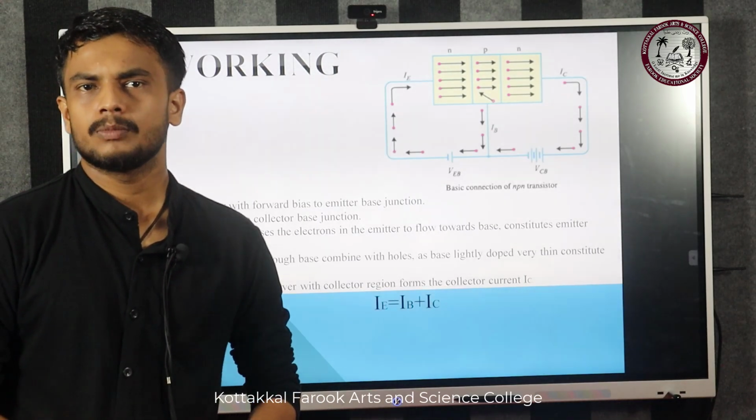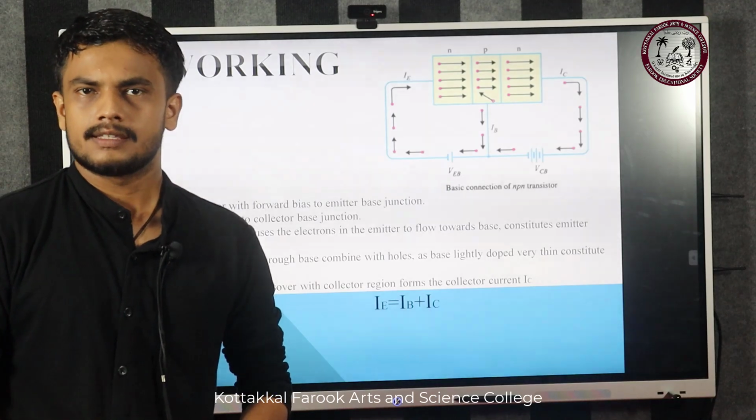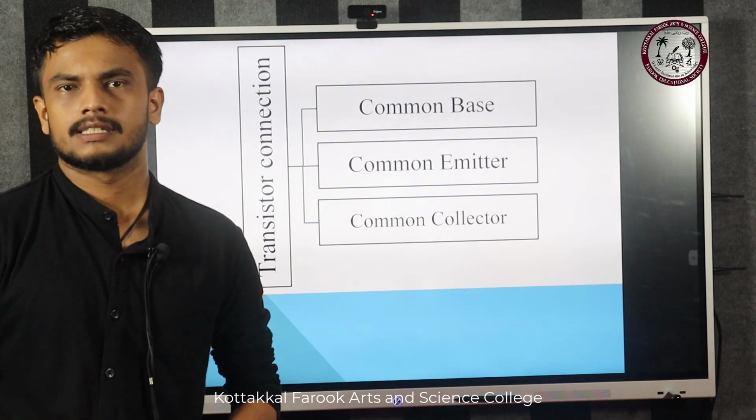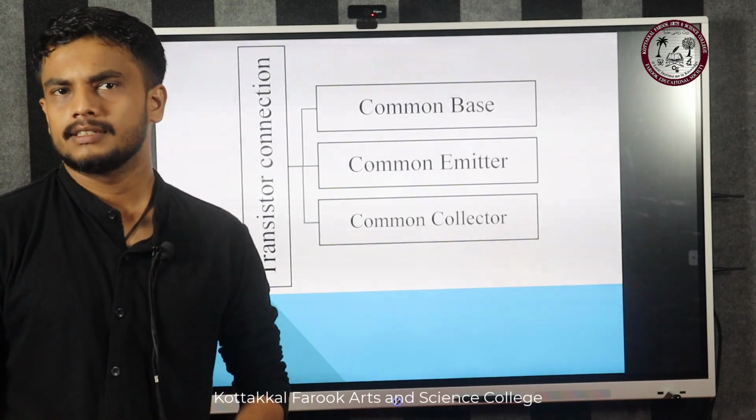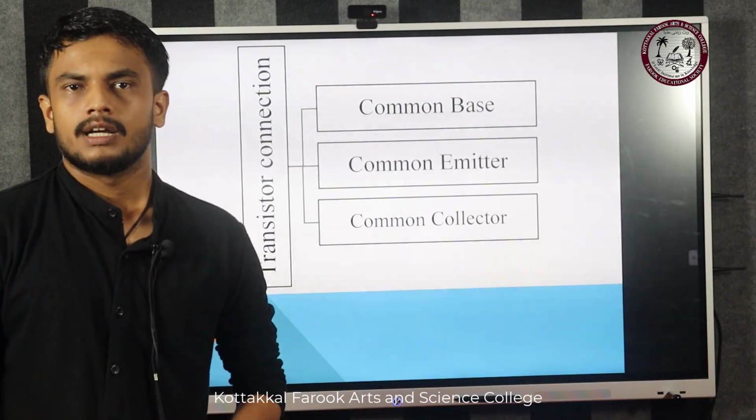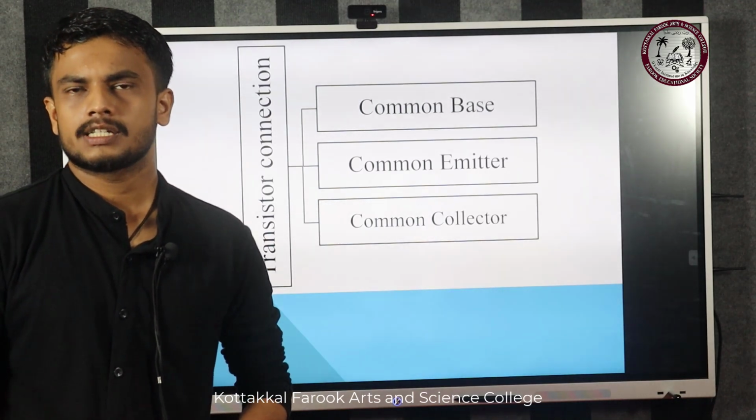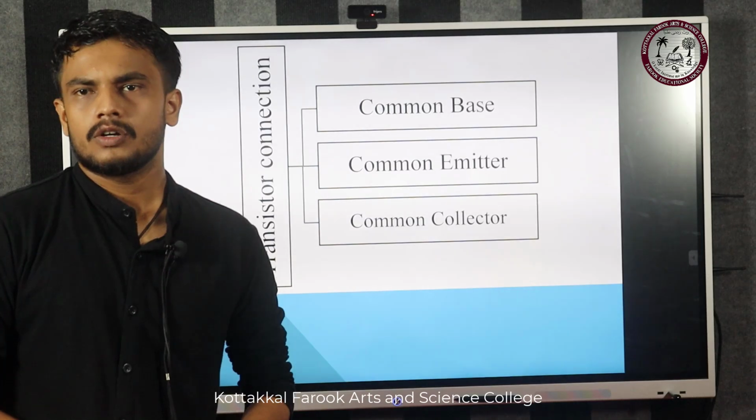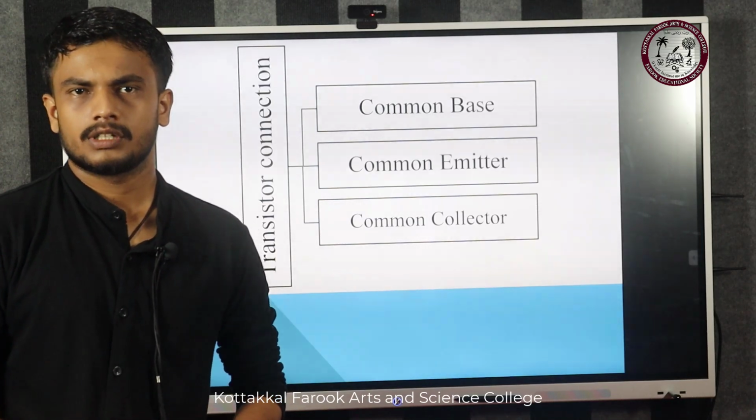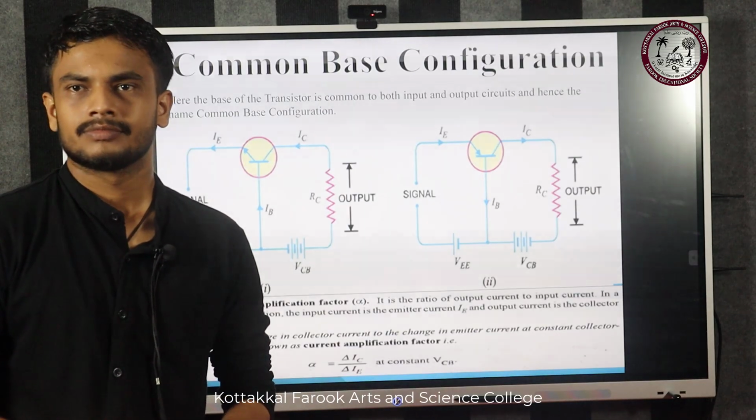Now we will discuss more about the configurations we use in transistors. There are three types of transistor connections: common base connection, common emitter connection and common collector connection. We will discuss each in detail.